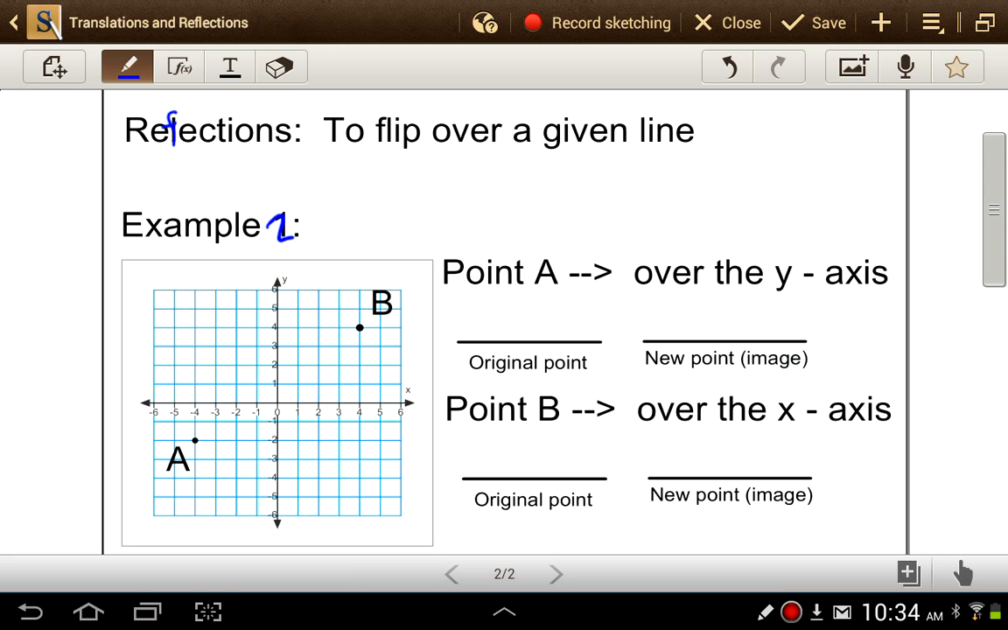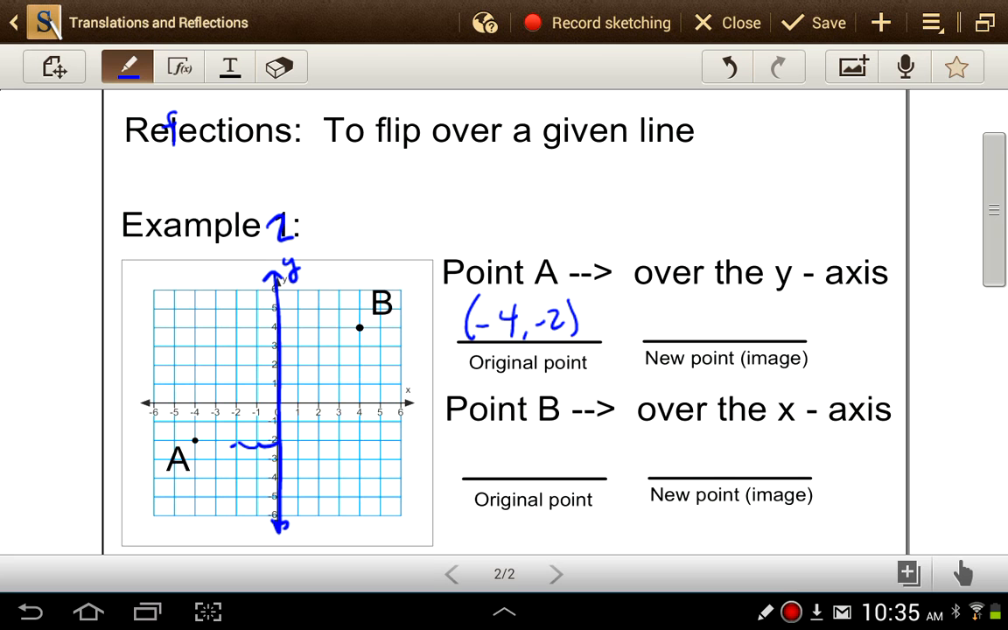Okay, so in example 2, I'm going to give the original point. So A is -4, -2. And then I want you to flip it over the y-axis, which means here's the y-axis right here. Okay, there's our y-axis. We are just going to mirror image it on the other side using the y-axis as the mirror. So all I'm going to do at a 90-degree angle is I'm going to count how many spots my point is away from that line.